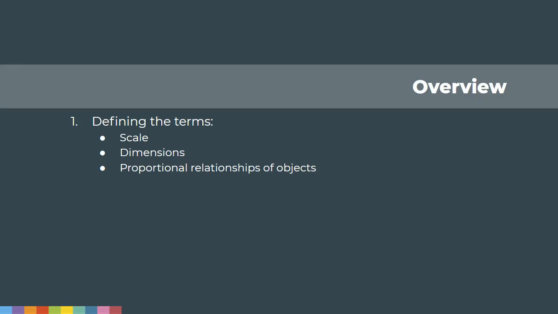Proportional relationships of objects. This relates to how they appear on screen. If you have one object next to another one, or you're trying to gauge the size of an object you don't have the dimensions or real world scale for, you would use this method to go ahead and gauge the appropriate size.